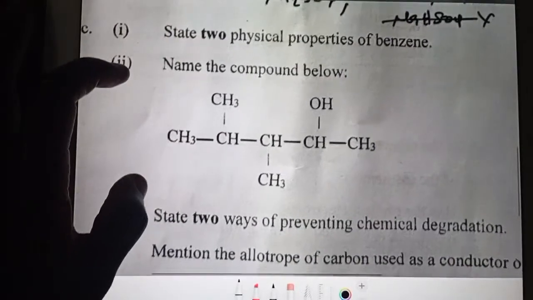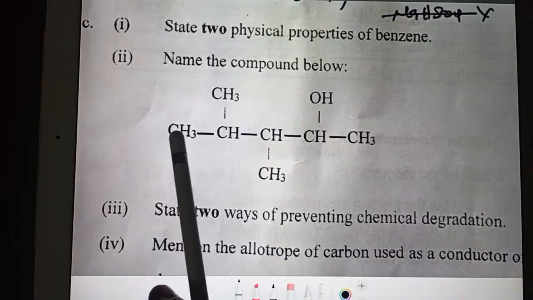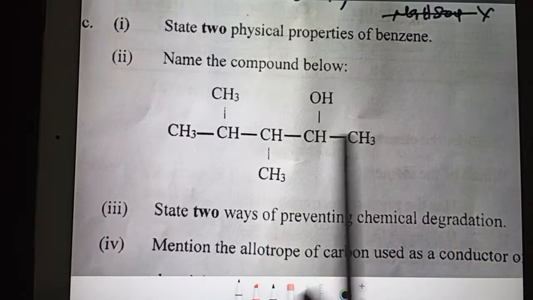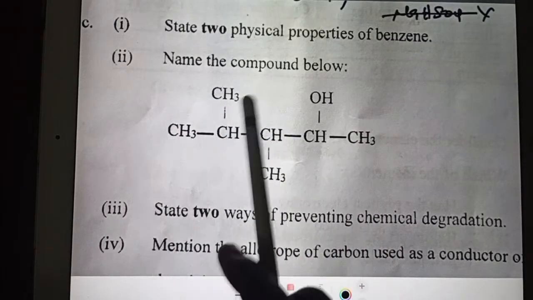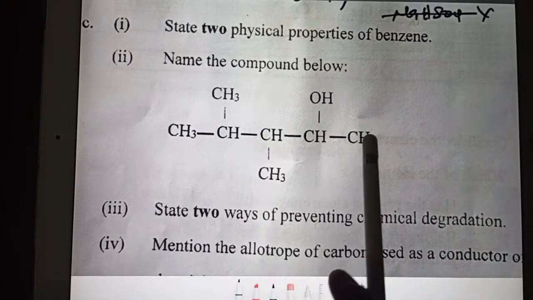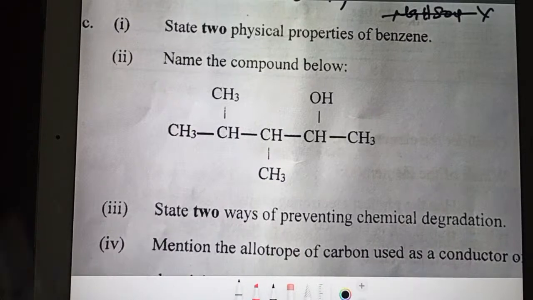They now say name the compound below. Follow the rules. For us to get the IUPAC name, let's count. 1, 2, 3, 4, 5. 1, 2, 3, 4. 1, 2, 3, 4. From all angles, 1, 2, 3, 4, 5. Remember, you can take this direction. Another person can take this direction. Both of you will get exactly the same name.